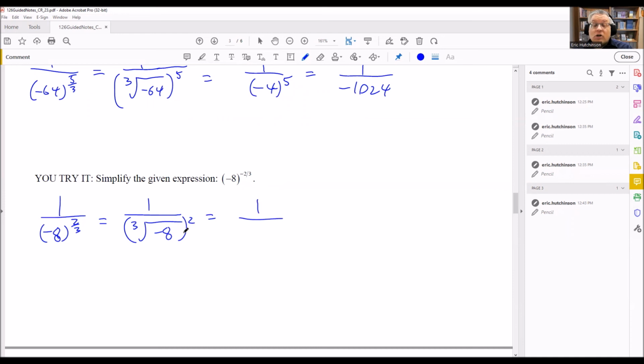Okay, so the cube root of negative 8 is going to be negative 2, but now we are squaring that. If you have a negative number that's being raised to an even power, the result is going to be positive. 2 squared is 4, so 1/4 is going to be your answer. Negative 2 times negative 2 will give you positive 4, so your answer is positive there, 1/4.